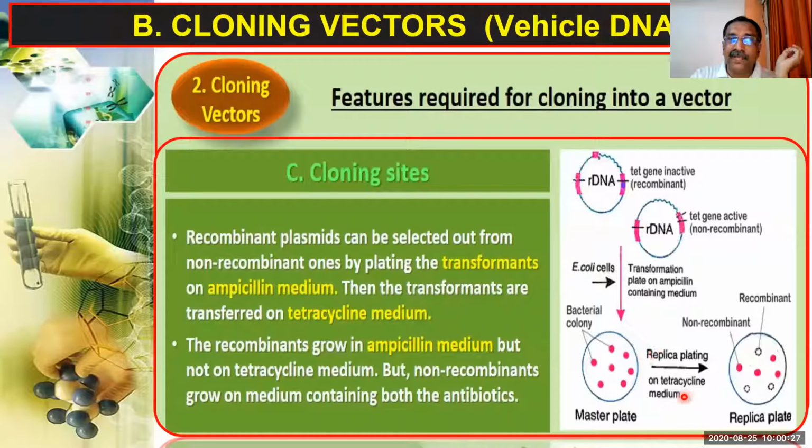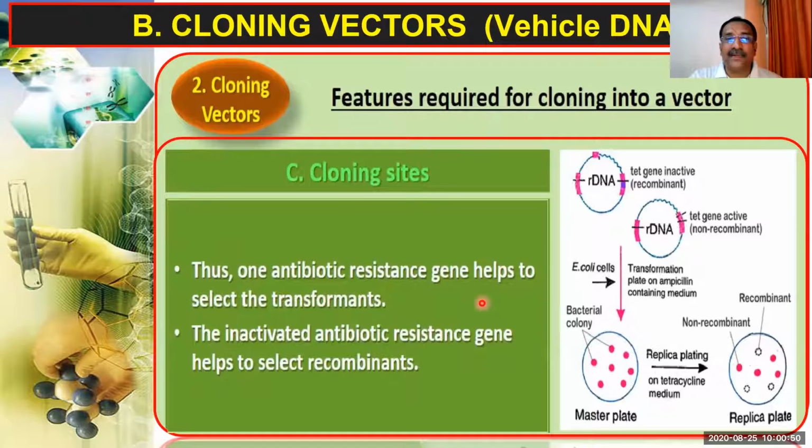At the same time, the non-recombinants can survive in both media. So wherever you inserted the gene, whether in the ampicillin area or the tetracycline area, you have to put the cells in a medium with the opposite antibiotic, and then you can find out whether recombination has taken place or not. This way the cloning sites function, and you can easily select the transformants.